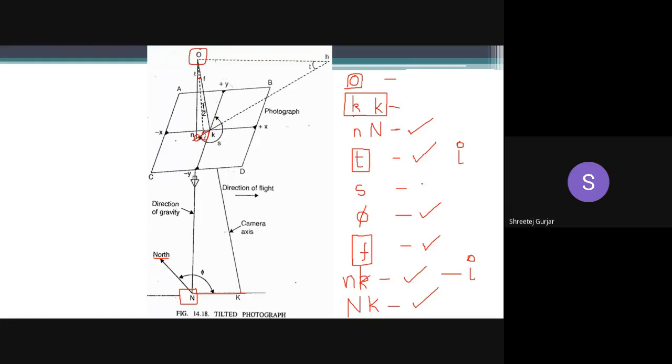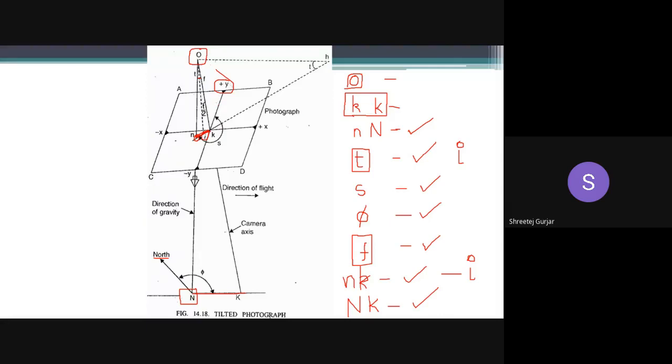What is S? I'll tell you, it is the swing angle. It is measured from the positive y-axis to the principal line small nk. It is the angle measured from the positive y-axis.